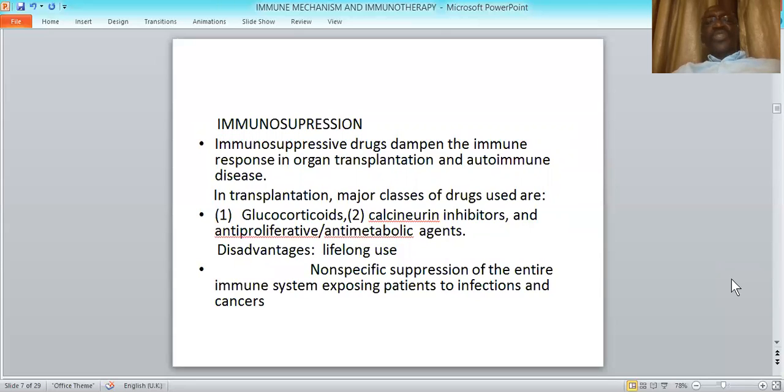Next, we go to immunosuppression. Whenever there is transplantation, maybe a kidney is transplanted from someone into a patient, there's liver transplant, heart transplant, even skin grafting. Maybe someone suffers from burns and has lost some part of the skin or had an accident, part of the skin is lost. Then there's transplant, either from a part of the person's body to another part, or from someone else to that person.